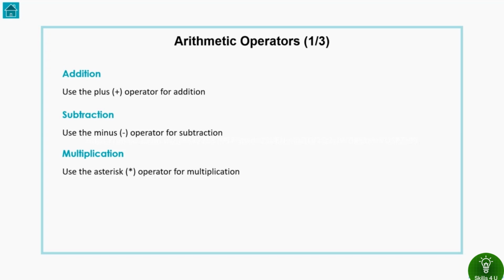In this lecture, we'll be exploring the arithmetic operations in Python. They are pretty simple. Let's get started. We use the plus sign for addition, minus sign for subtraction, and asterisk for multiplication.